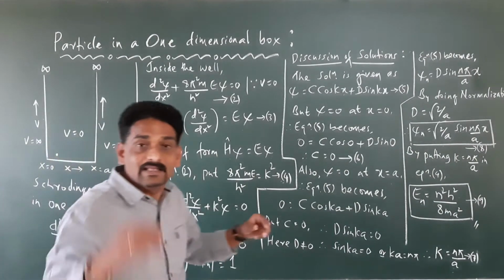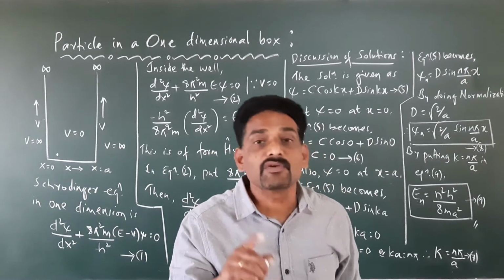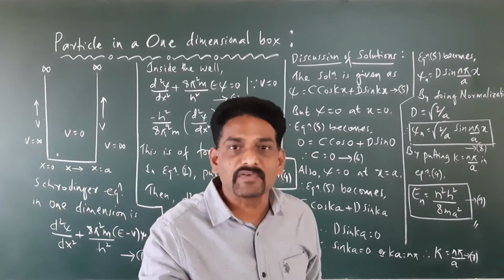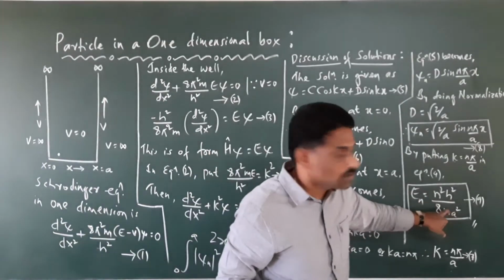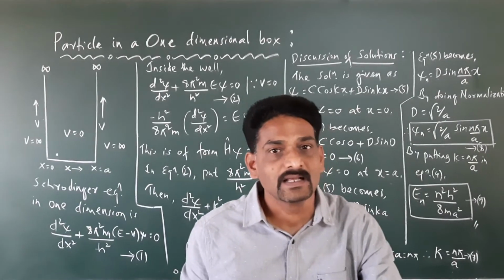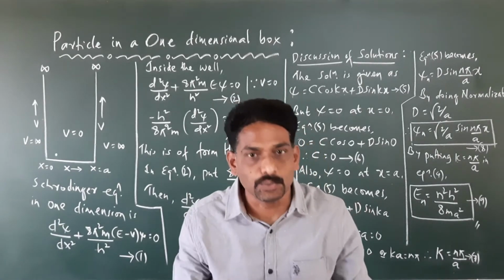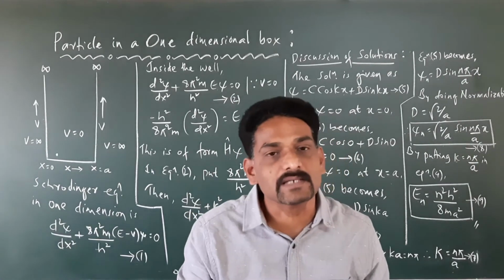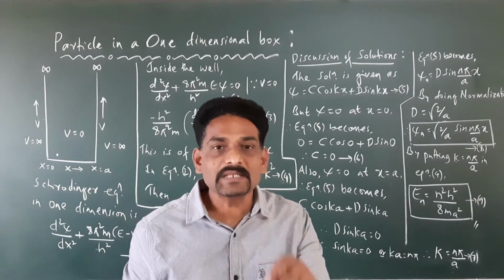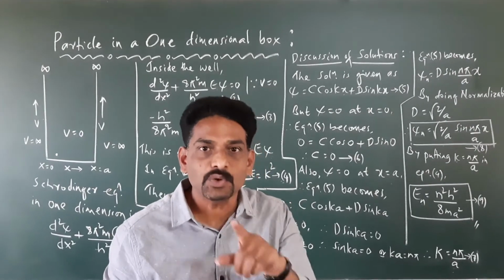But the fact is that there is a particle present inside the box. Therefore, you cannot take the value of n as 0, because if n equals 0, energy is going to be 0 and the wave function is going to be 0. If the wave function becomes 0, it indicates that there is no particle present inside the box, which is not true. Therefore, the minimum value of n is going to be n equals 1.